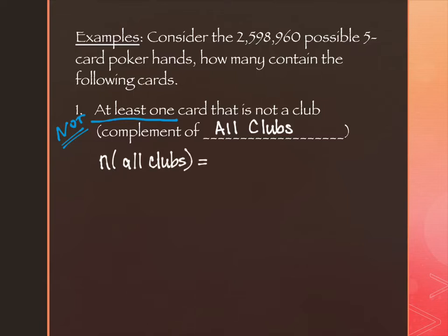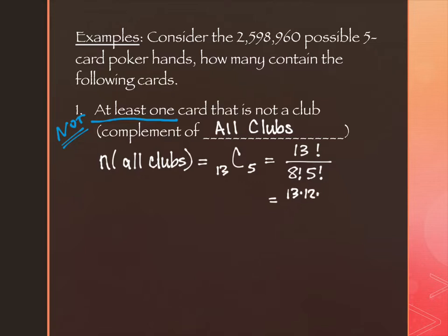Now, we talked through how to do that last time. I don't think we did it for clubs. I think we did it for diamonds, but it's the same process. How many clubs are there? 13. And if I had all clubs, it would mean I have 5 of them, right? All 5 of them. So this is 13C5. I have 13 factorial over 8 factorial and 5 factorial.